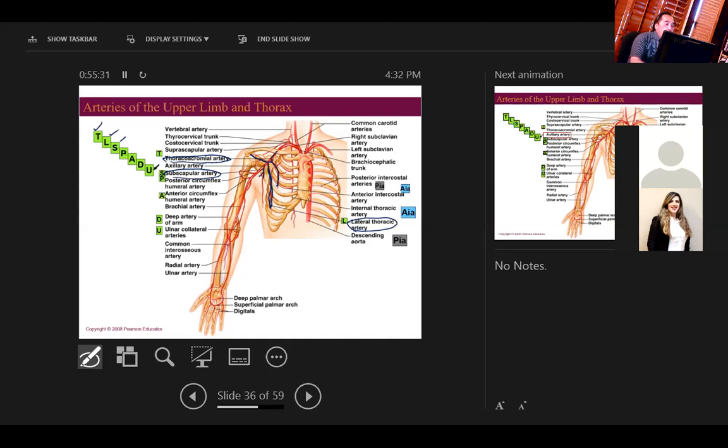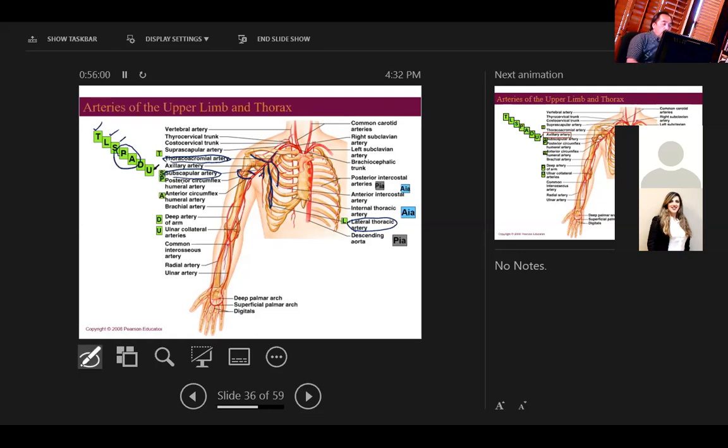And then P and A, okay, it's called the posterior circumflex and the anterior circumflex humeral artery. So I should look for a vessel that goes to the humerus. It wraps around the humerus because it's called a circumflex. It circles the humerus. This is the anterior humeral circumflex. This is going to be the posterior humeral circumflex, and they wrap around the humerus, okay?